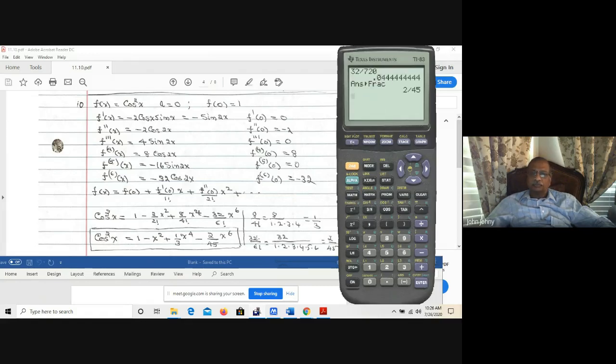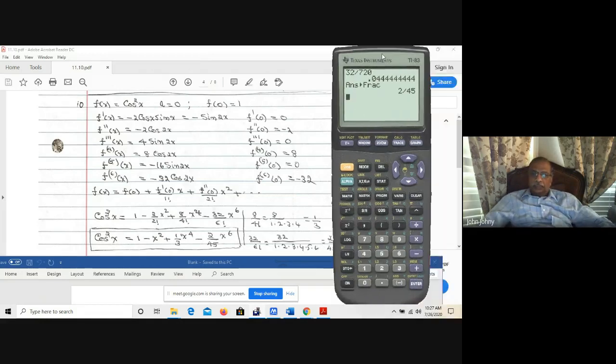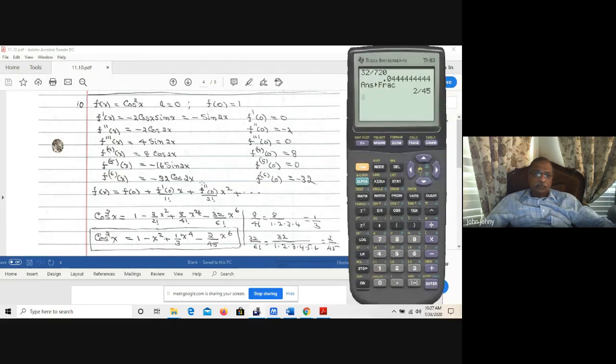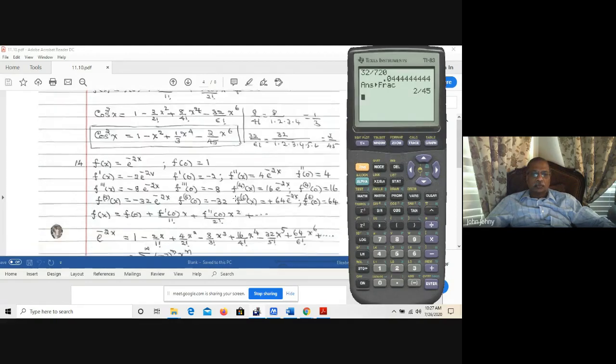Or 45. So that is 2 over 45. There was a 6 here. Okay, so that reduces to 2 over 45. So the final answer is cos square x is equal to 1 minus x square... 2 over 2 factorial is 1. So x square plus 1 over 3 x to the 4 minus 2 over 45 x to the 6. Those are the first 4 non-zero terms.